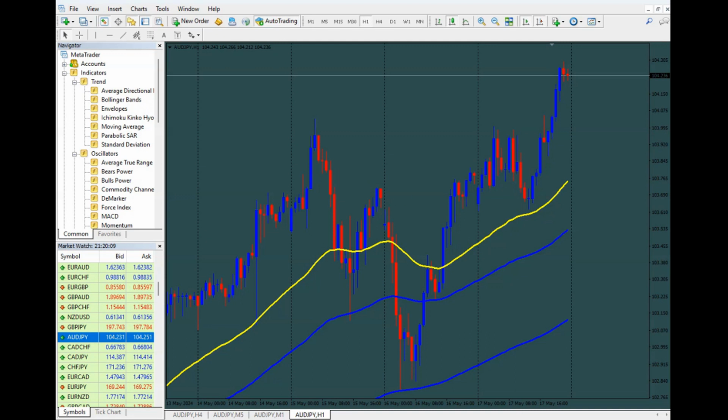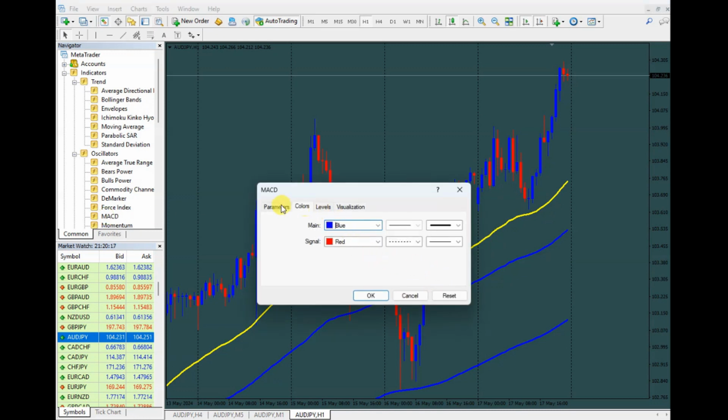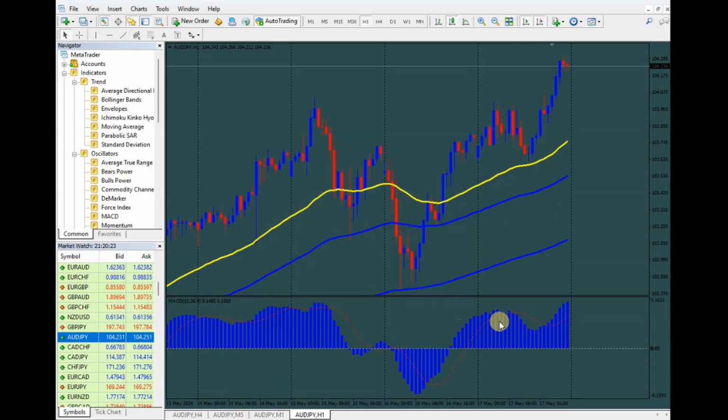The next indicator which we are going to add is the MACD indicator. So we add the MACD indicator. These are the default settings for the MACD indicator. So now we have the indicators on the chart.